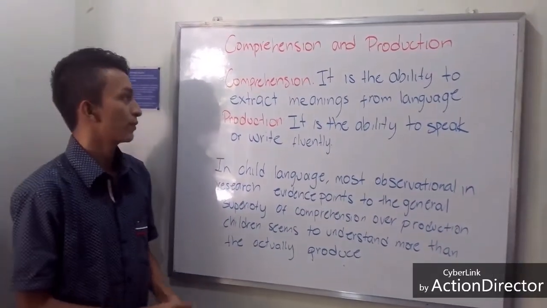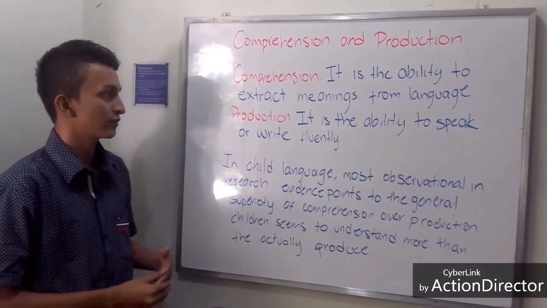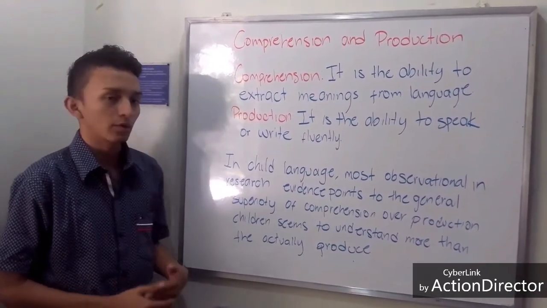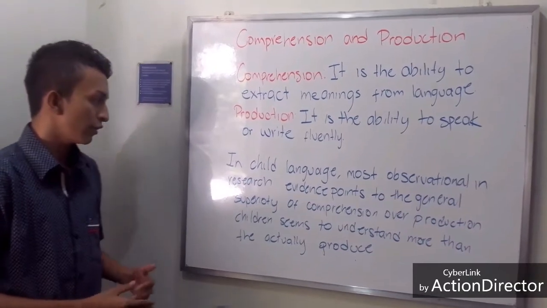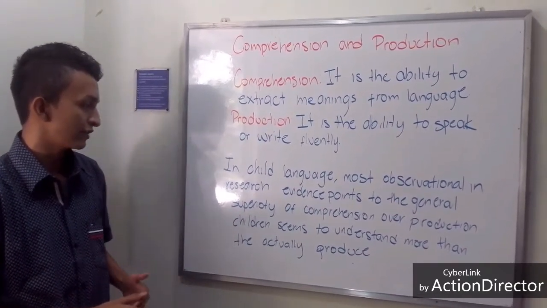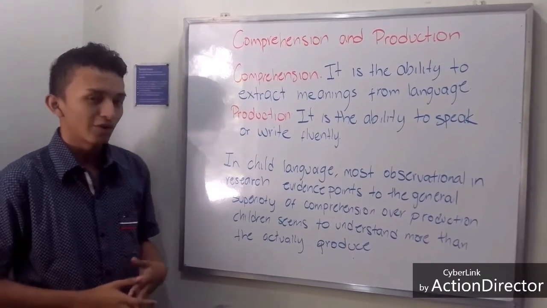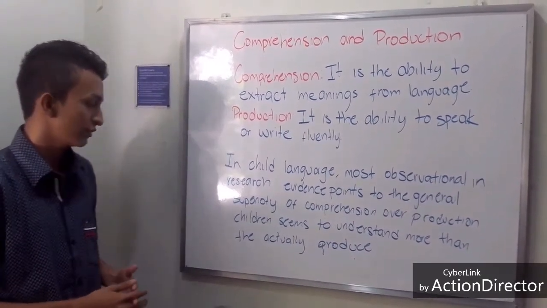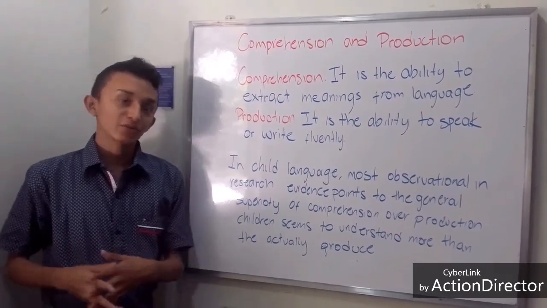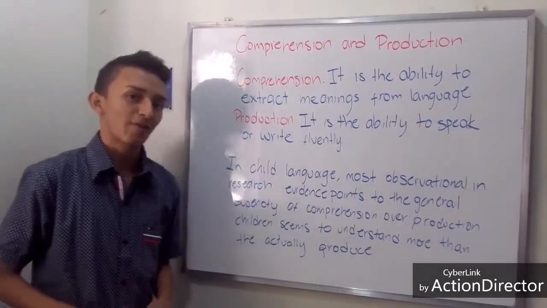Comprehension and production. What is comprehension? It is the ability to extract meaning from language, and production is the ability to speak or write fluently. In child language, research evidence points to a general superiority of comprehension over production. Children seem to understand more than they actually produce. This also happens with adults.